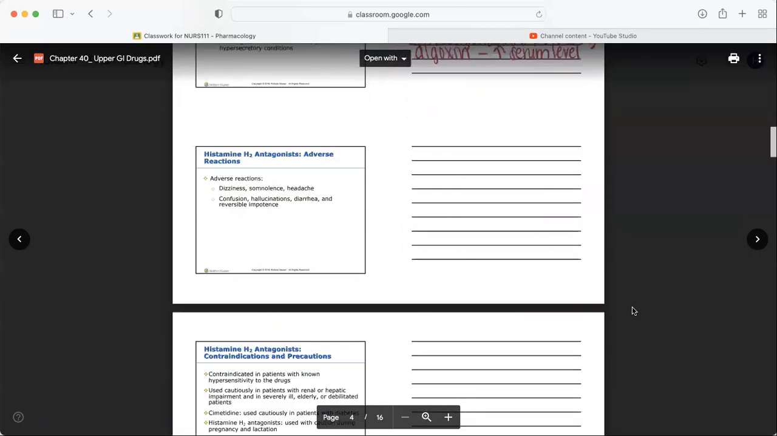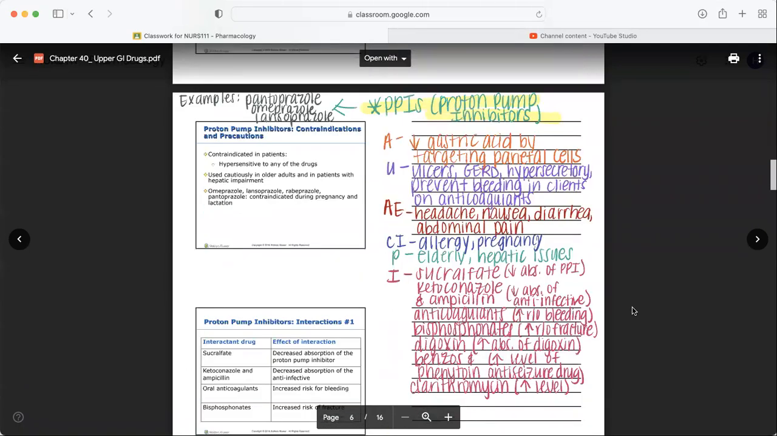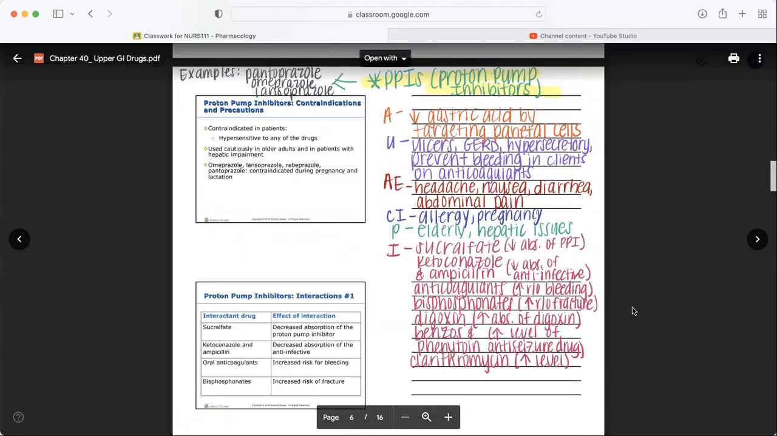You guys do have all of these notes uploaded in the classroom if you want to review them. PPIs, proton pump inhibitors, are a super common medication. Pantoprazole, omeprazole, lansoprazole, so Protonix, that's a big one. These decrease gastric acid by targeting the parietal cells directly. It helps with ulcers, reflux or GERD, hypersecretory disorders, and preventing bleeding in clients on anticoagulants as well.